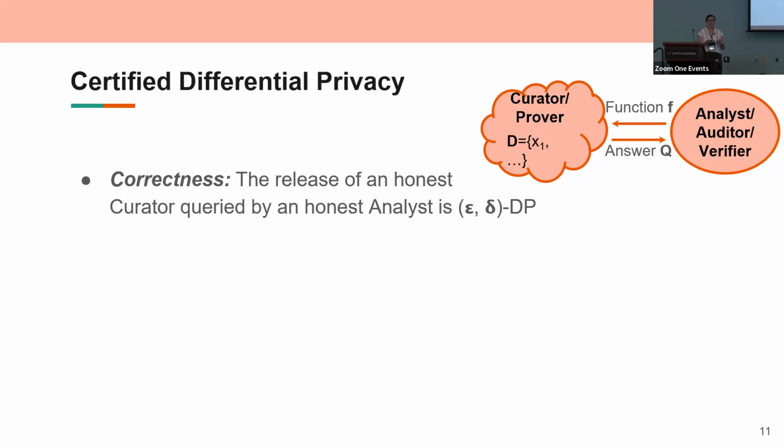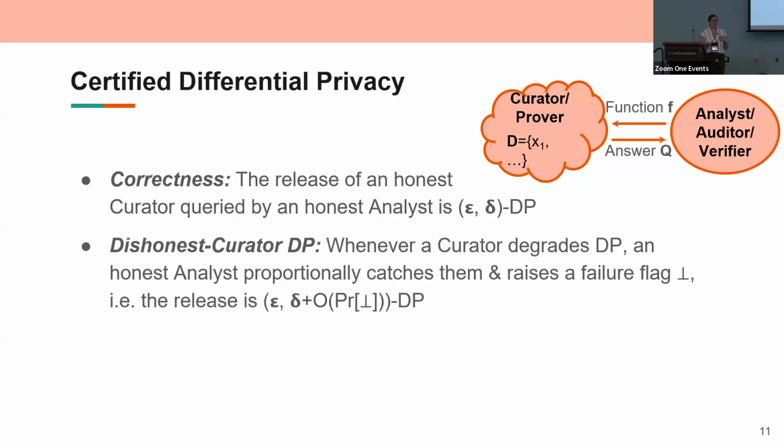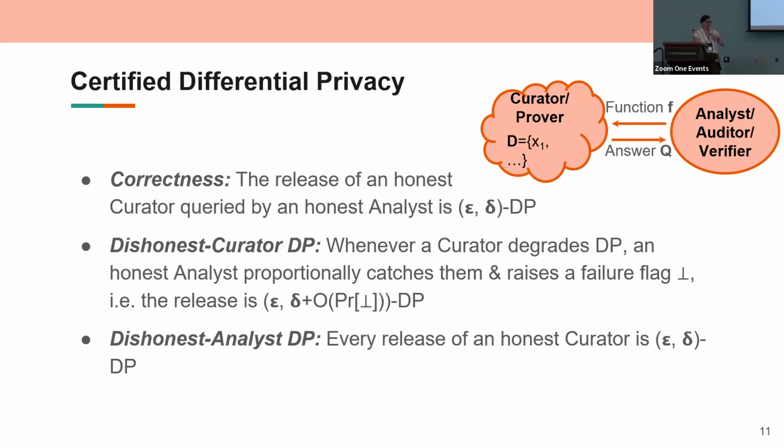First, correctness. Of course, if both parties are honest, the release should be differentially private. On the other hand, if the curator misbehaves and degrades the DP guarantee, the analyst should be able to catch this violation proportionally to the extent of the violation and raise a failure flag, bot. In particular, this will degrade the DP guarantee additively in the delta factor proportionally to the probability of bot, because bot being output is inherently privacy violating. On the other hand, if the curator is honest, the analyst shouldn't be able to trick them into revealing information about the database, and the release should remain differentially private.